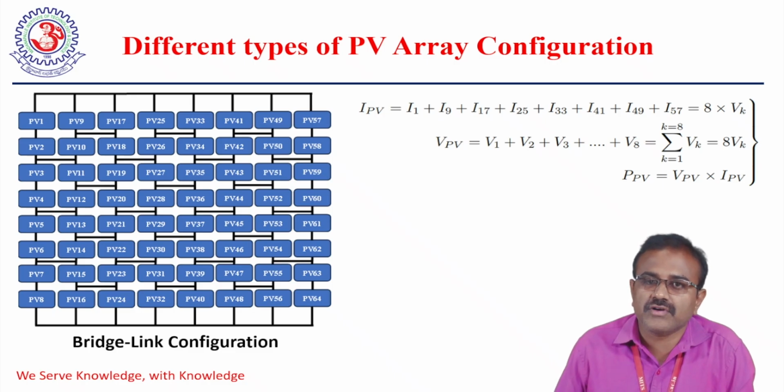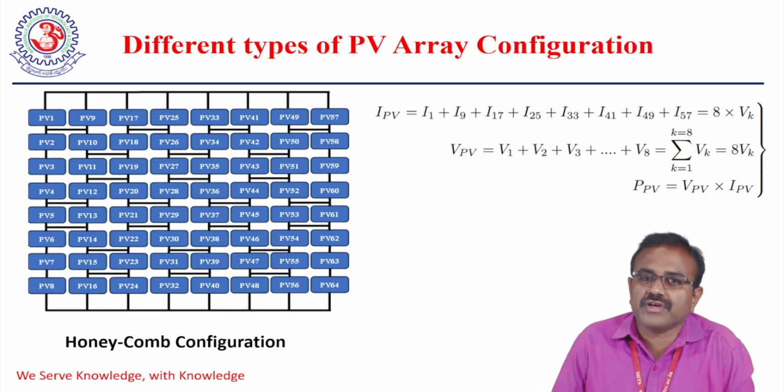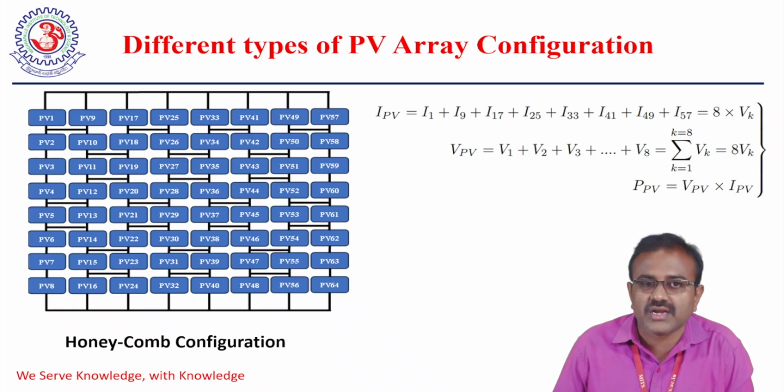And what does power mean? The product of the voltage and current. Next, we will see the honeycomb configuration. You can see from the circuit diagram that every 6 modules are arranged in a hexagonal, honeybee-like structure. Each hexagon consists of 2 sets of 3 series-connected modules, which are connected in parallel.